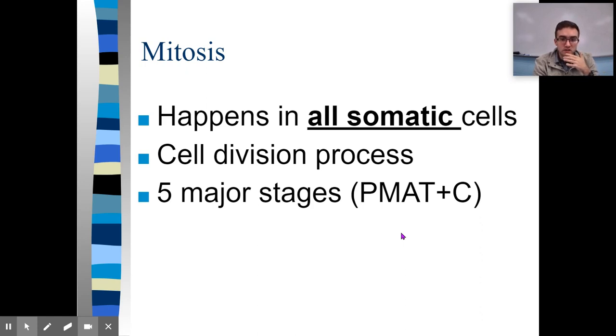There's 5 major stages to mitosis. The acronym we remember for it is PMAT plus C. So, because there's 5: prophase, metaphase, anaphase, telophase, then plus cytokinesis happens at the end there. So that's what we're going to look at, all these 5 stages. So let's dive into it.